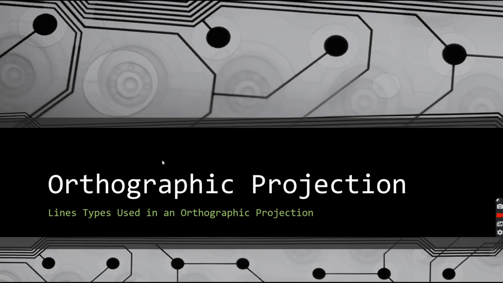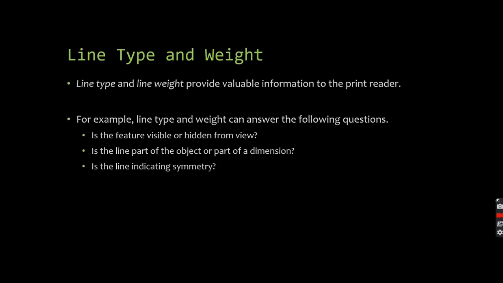Line types used in orthographic projection. Line types and line width provide information to the print reader. For example, line types and weights can be used to answer the following questions. Is the feature visible or is it hidden? Is it part of the object or dimension? Is the line indicating symmetry?